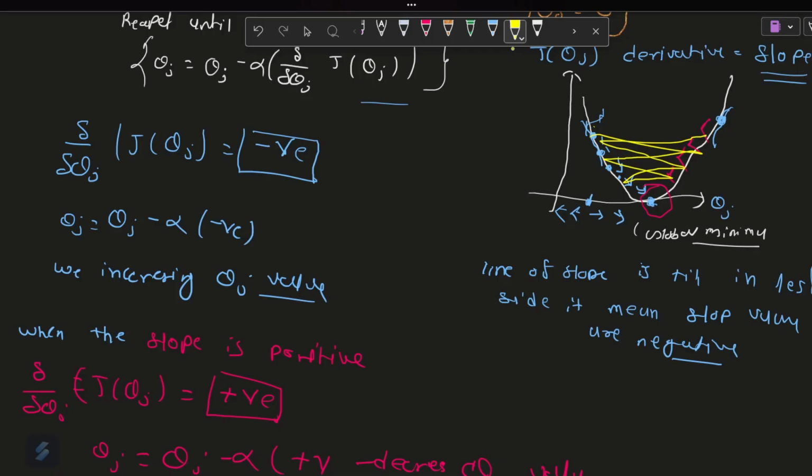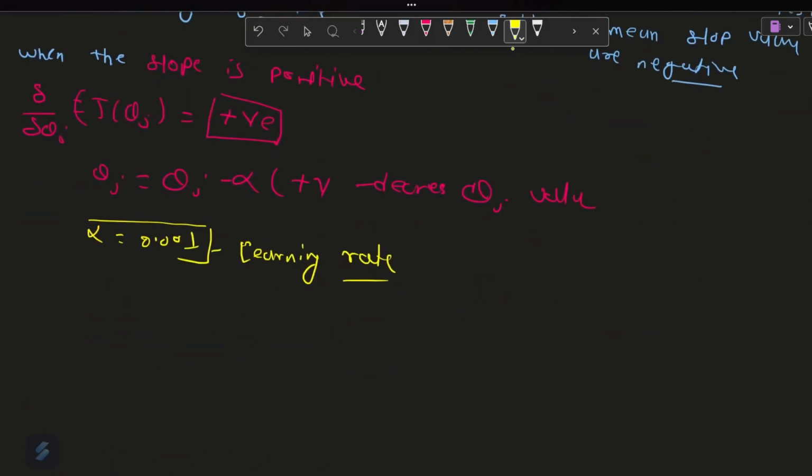That's why we use the learning rate: alpha is for controlling the convergence of the theta j value.